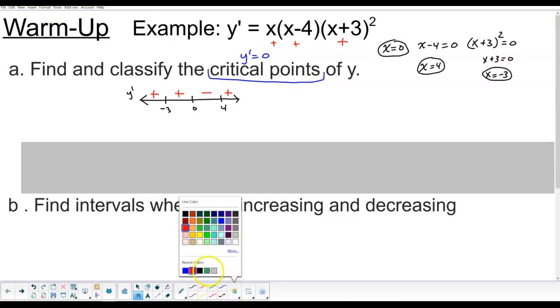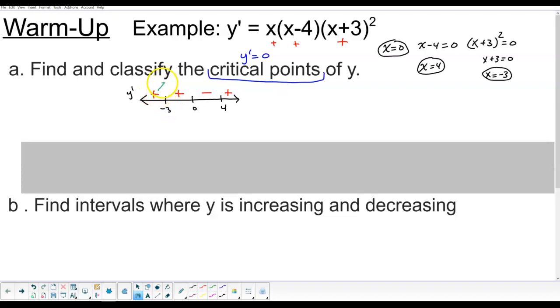That actually helps me analyze what's going on with the original function. So let's think about this. At x equals -3, we have positive slopes. And then I have a 0 slope. Remember, any of these critical points were 0 slopes. So I go from positive slope to a 0 slope. And then I go right back to positive slopes, which tells me there's a flat spot right there at -3. Right? We go from increasing, we flatten out, and we increase again.